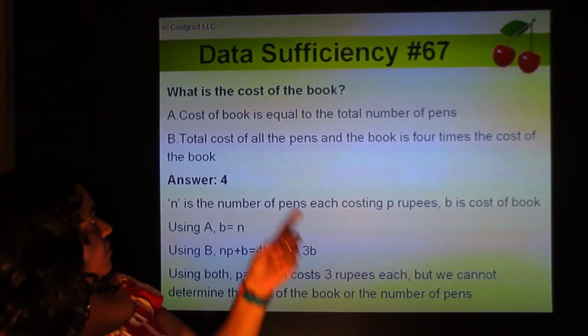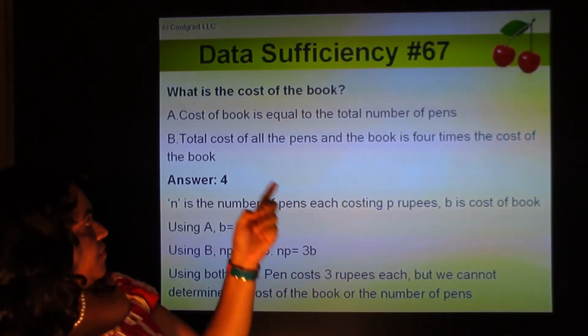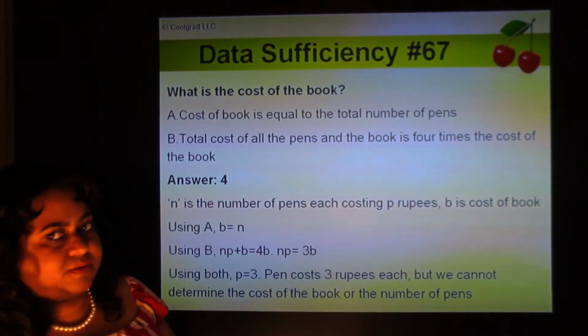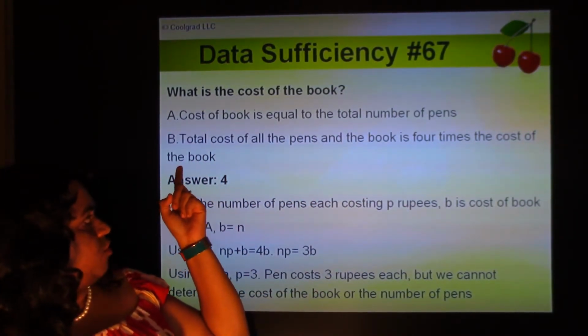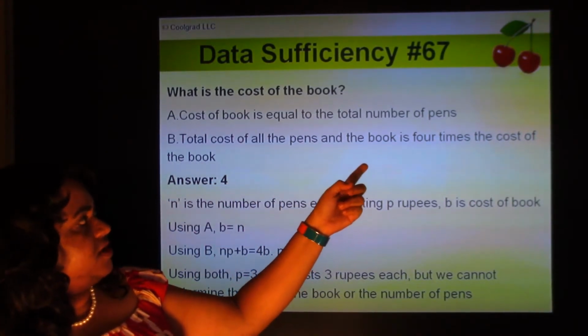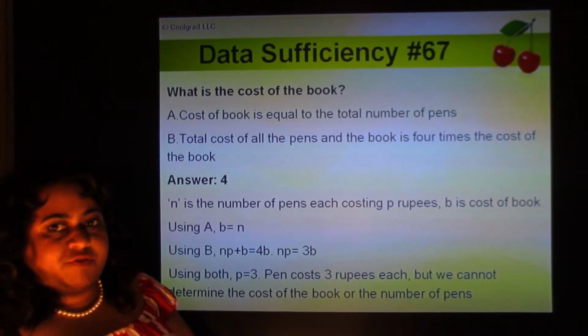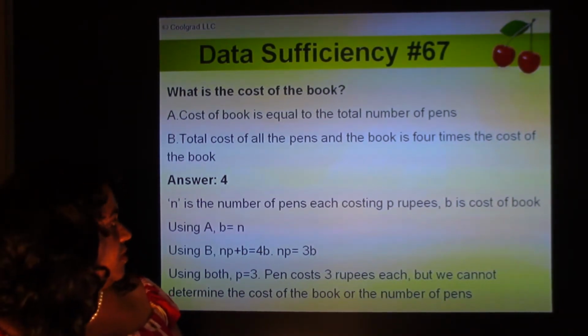Question 67. What is the cost of the book? Statement A: the cost of the book is equal to the total number of pens. Statement B: the total cost of all the pens and the book is 4 times the cost of the book. So remember, we have to find the cost of the book.